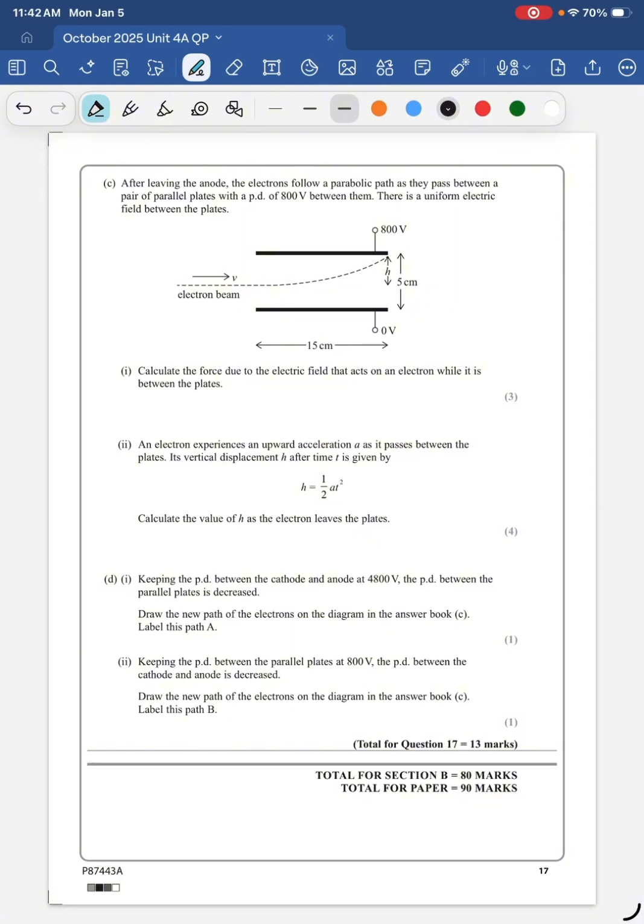Question 2. An electron experiences an upward acceleration, a, as it passes between the plates. Its vertical displacement h after time t is given by 1/2 a t squared. Calculate the value of h as the electron leaves the plates. And here's the point where I will remind you that it's good to know everything from AS level physics, especially SUVAT equations. It's useful, okay?